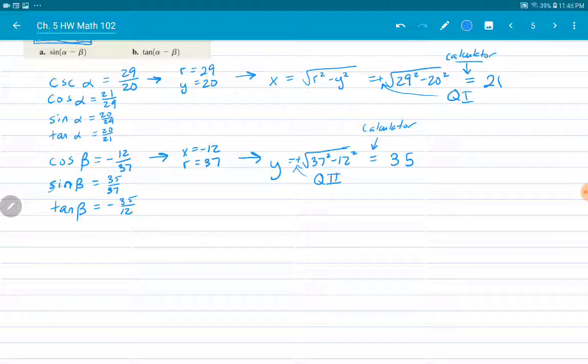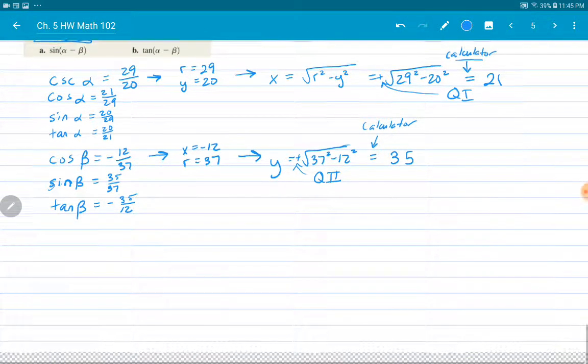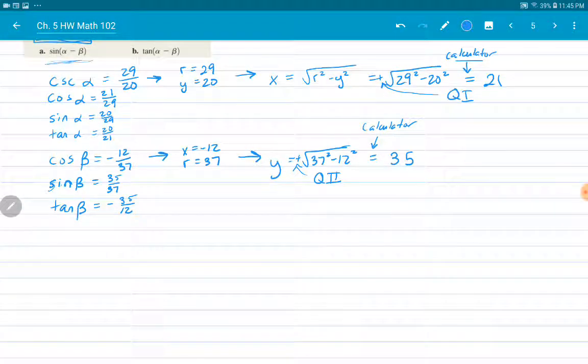Okay, now moving on to plugging into the identities. I have all the information I need now. For A, we need to find sine of alpha minus beta. And that identity is, always start with the sine, and sine switches the functions and sandwiches the cosines in the middle. It keeps the same sign, and then I do cosine again. And alpha beta always stays in the same spot.